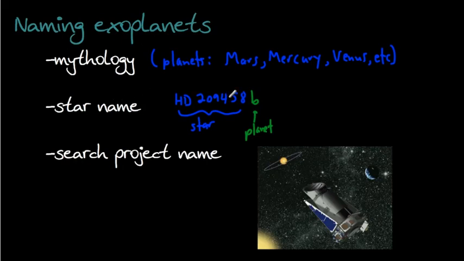So that's the main way we normally name planets around other stars. We name them based on the star, and we just add a little b to it.